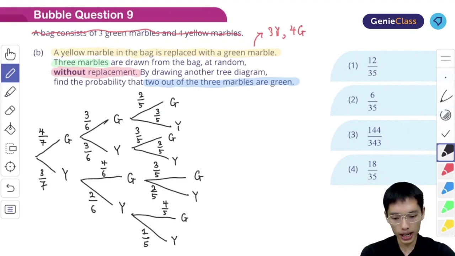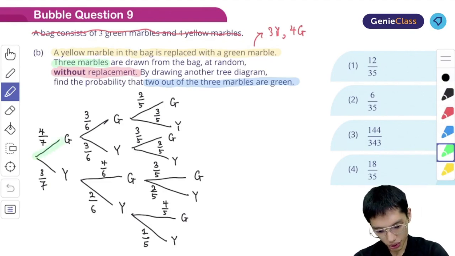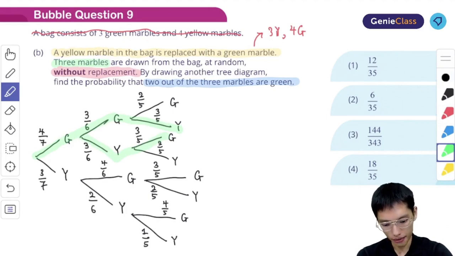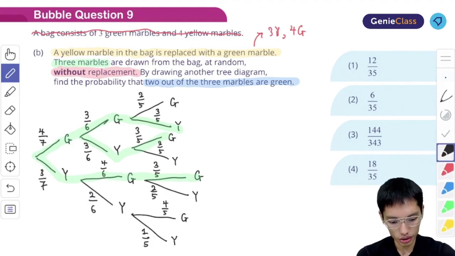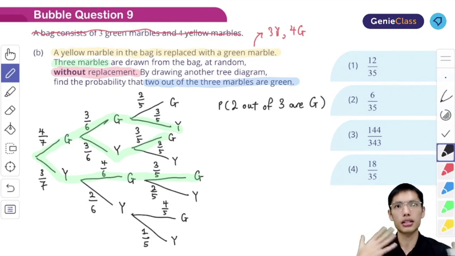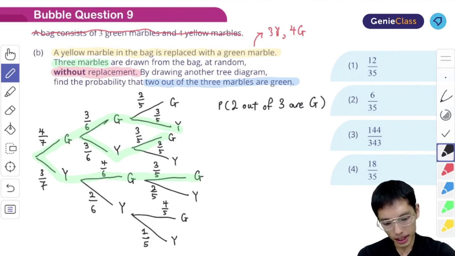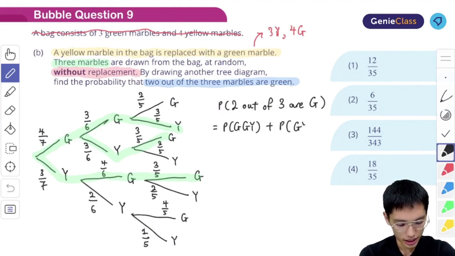Follow this scenario. Once we have that, 2 out of the 3 marbles are green. 2 only. So it's going to be green, green, yellow, as well as green, yellow, green, and yellow, green, green. Any others? Yeah, we are done. So therefore, all we need to do is sum them up, 2 out of 3. The hardest part you realize for this question is not the deciphering, but how you fill in the tree diagram. Once you have this, all you have to do is write out the probability of green, green, yellow, or all the branches I've highlighted essentially.